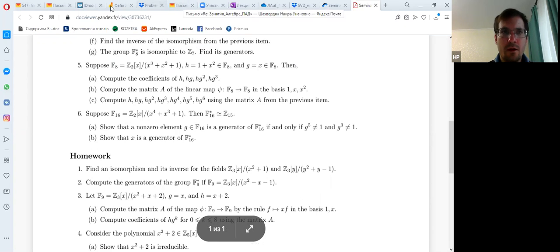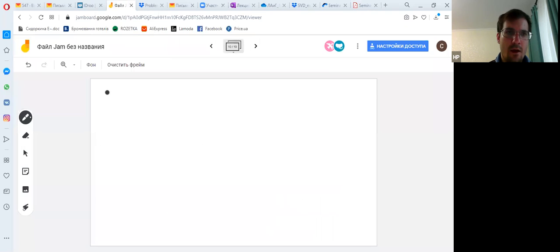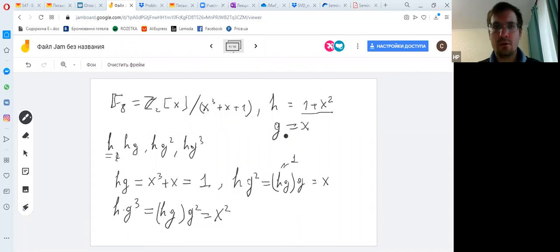Let me define, I'm sorry, let me define the psi by this rule. F, maybe G, goes to some polynomial S goes to S multiplied by G. This is equal to S multiplied by X. Here G is equal to X, and so we want to obtain this matrix.